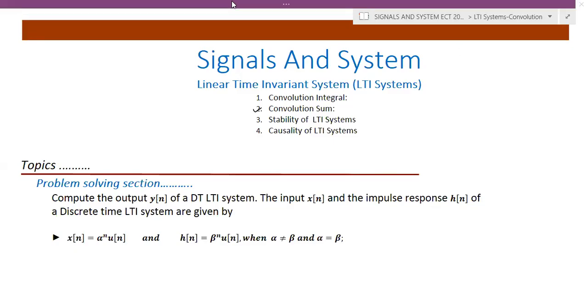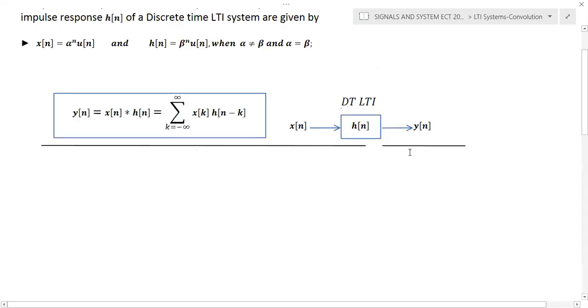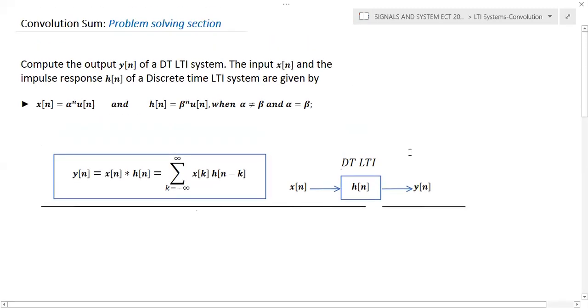In this particular lecture, we will discuss how we can perform the convolution sum of two signals. Here, we're actually approaching a discrete time signal. The signals are given by the equation x of n is equal to alpha raised to n into u of n, and h of n is equal to beta raised to n into u of n.